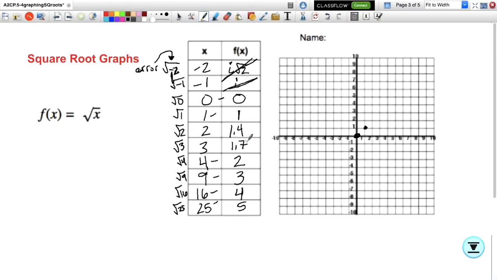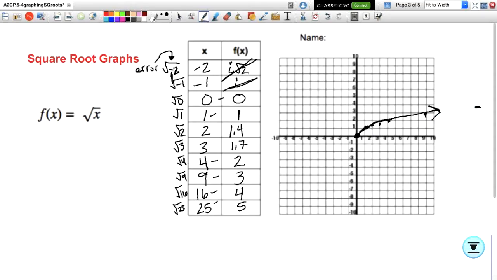So we'll graph even those gnarly decimals real quick. So I'm going to go over 2 up 1.4. We'll go over 3 up 1.7. We'll go over 4 up to the 2 finally. We'll go over 9 up to 3. And then we'd go way out to 16 and up to 4. And then we'd have to go even further for the 25. Okay? So you can see that this is clearly nonlinear, okay? And it starts increasing quickly, and then it kind of flattens out slowly over time. It's still increasing, just very, very slowly, okay?